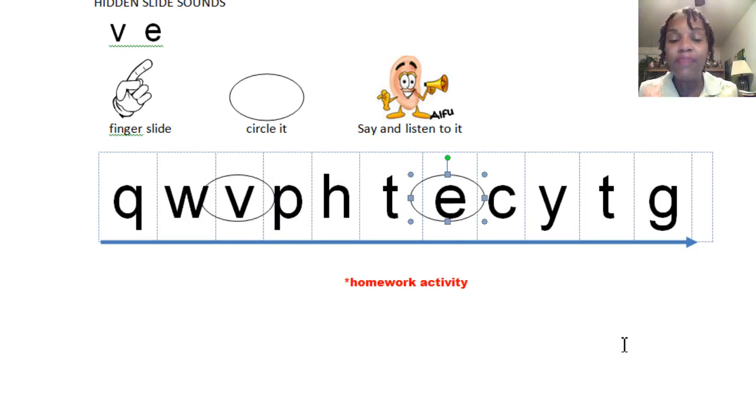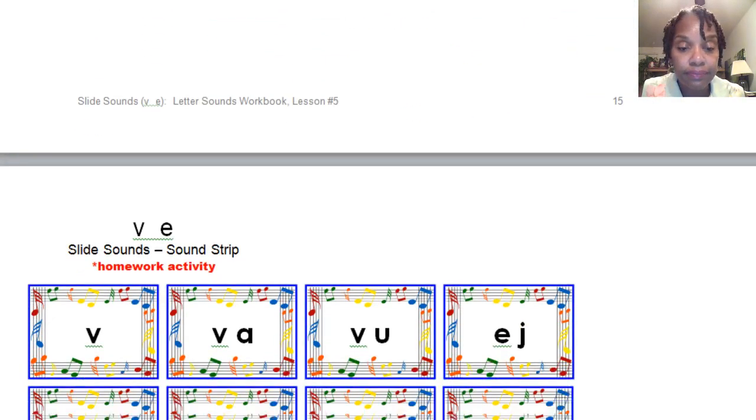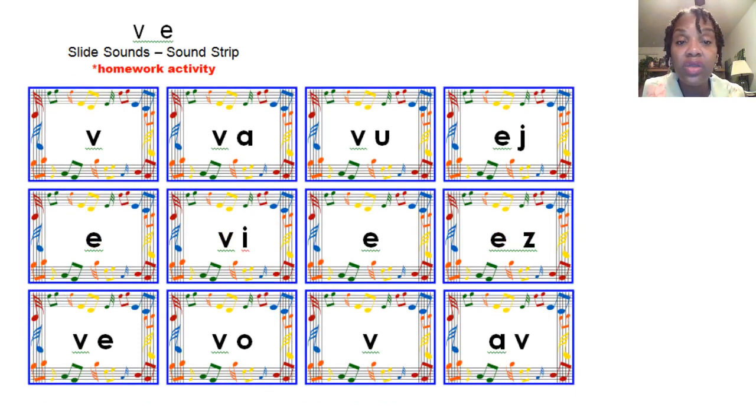Good job. All right. So again, when you get your homework packet, there's going to be a whole line of hidden slide sounds activities, right? Good job. All right. So moving right along. This is also another homework activity.